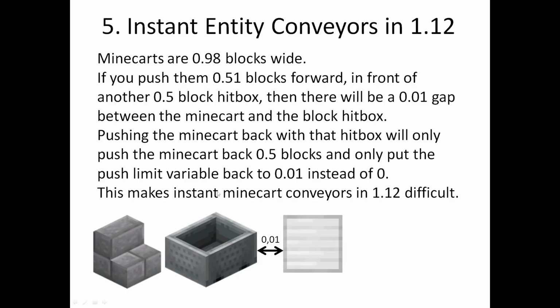So in 1.12 it's very difficult to make instant minecart conveyors because they are only 0.98 blocks wide, and if they were like 0.99 blocks or 1 block wide, then it would be a lot easier. Yeah, that's everything for 1.12.